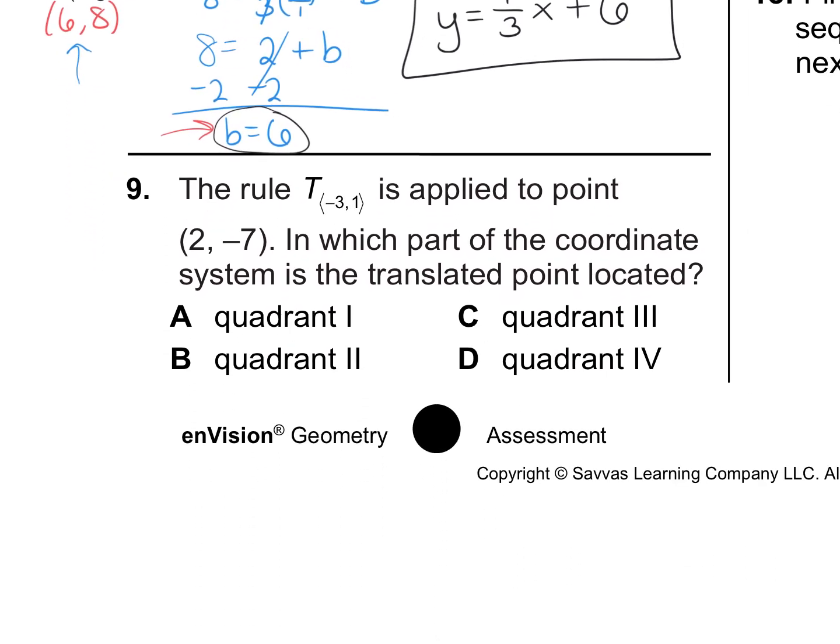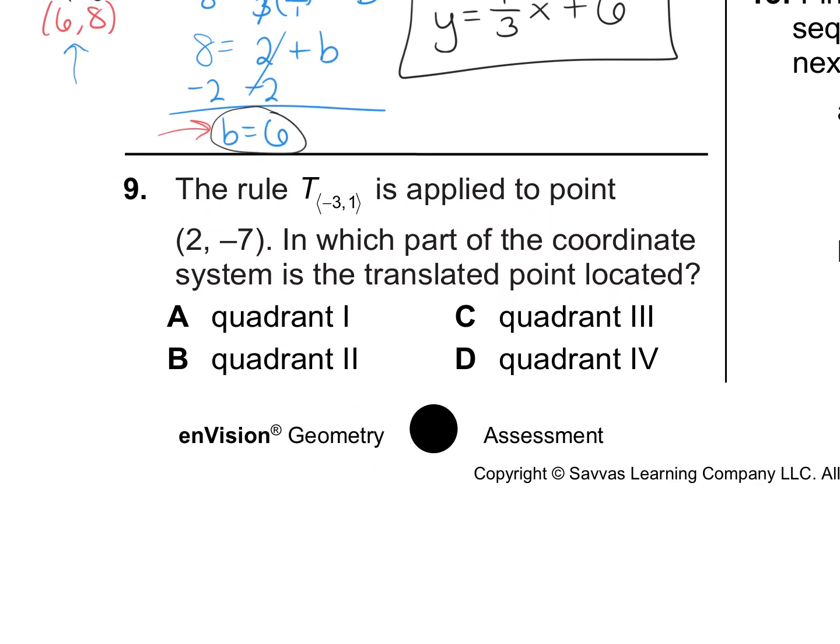Number 9. A lot of you came up to me and said, what the heck is that? Okay? Like I said, the biggest thing is going to be reading the directions. Even when you're reading the problem, it's going to probably give you some context clues as to what that means. So, if I look at this, it gives us the rule applied to a point, and which part of the coordinate system is the translated point located. So, what that tells us is that this is describing a translation. What's a translation? Right, it's just moving on a graph, going left, right, up, and down. Okay? So, this is the rule. What is that rule describing? What's it saying?